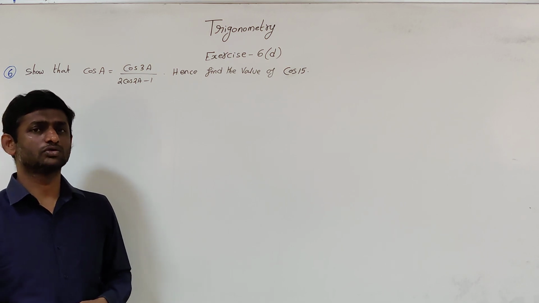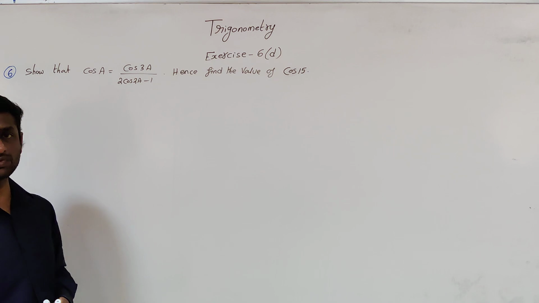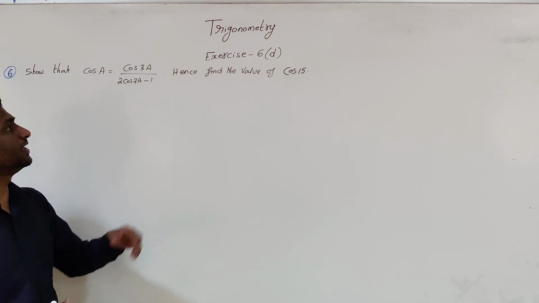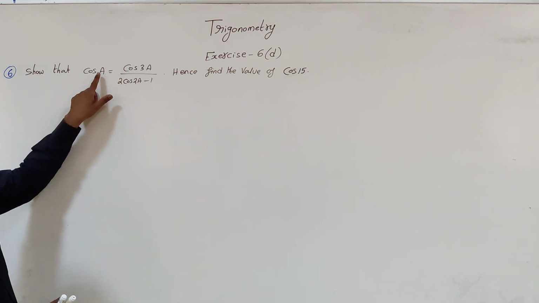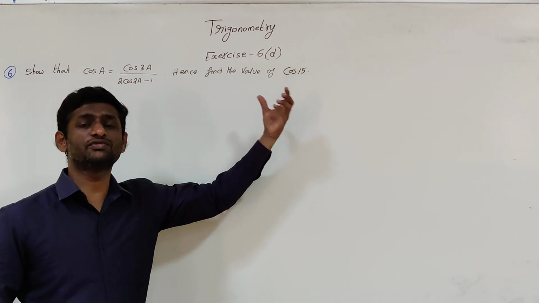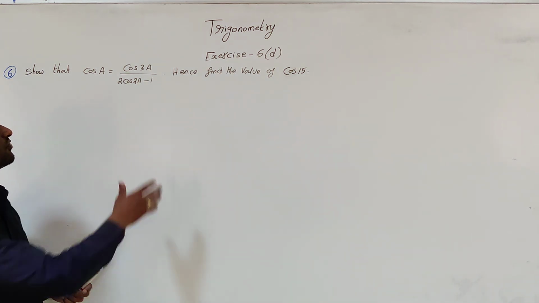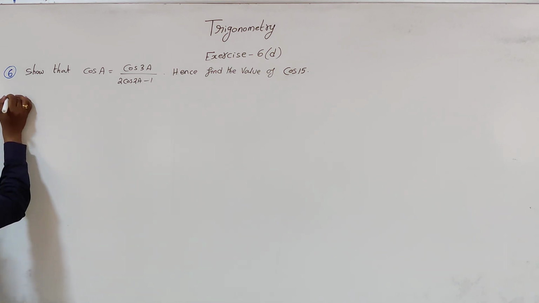Show that cos A is cos 3A by 2 times cos 2A minus 1, and hence deduce, or find, the value of cos 15. Meaning if in the place of A it is 15, what is the value of cos 15 from this result? So we will see the proof.